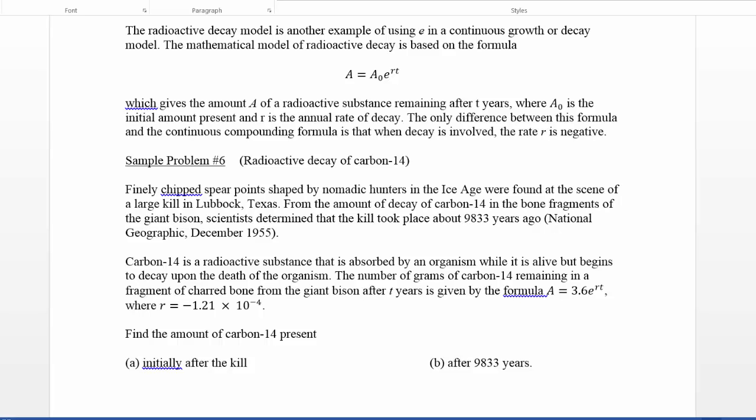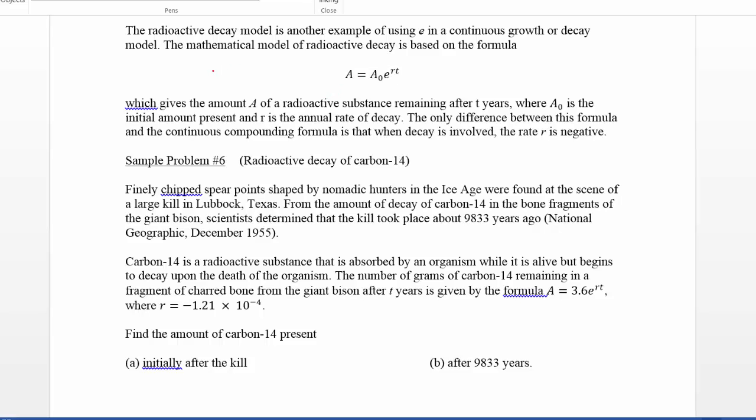So now that we've seen how continuous growth and decay functions can work within the context of compound interest, we have a lot more applications in using the irrational number e in science applications. Now, you can see here in this particular sample problem that we're using it for radioactive decay, the decay model for carbon-14.